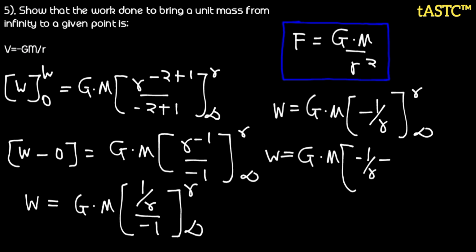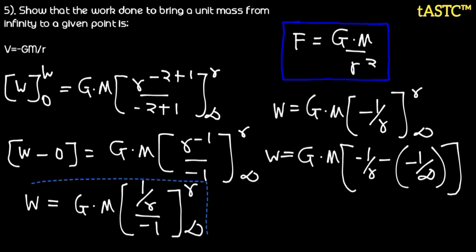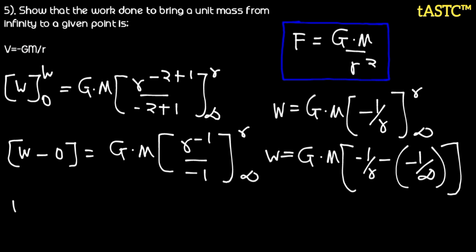Now we need to subtract the substitution. That is the substitution of infinity should be subtracted from this. Now this whole stuff is going to remain, at least the top part, and the lower part is going to be infinity, that is, we're substituting that variable as infinity. So W is going to be equal to G multiplied by M, and here we're going to have a negative 1 over r, and this is going to be plus 0.